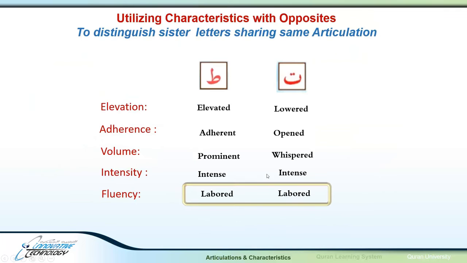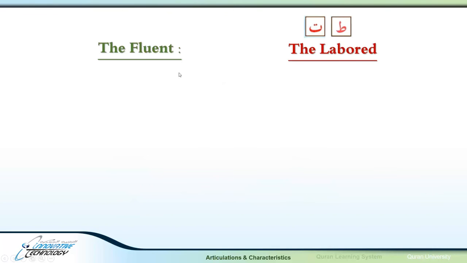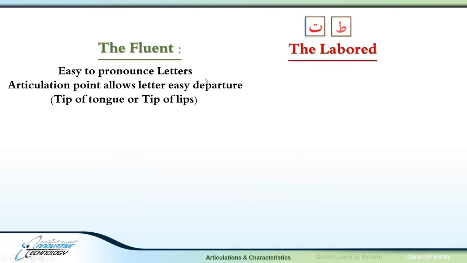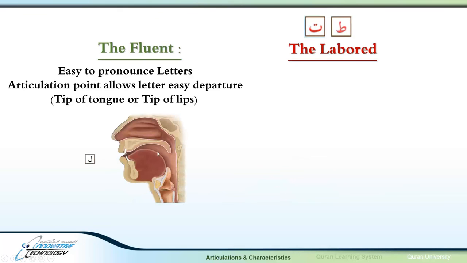We'll now talk about the last of the 5 pairs, which is related to fluency, and look at the ta and ta here. Both of them are called labored. They are characterized of being labored compared to the fluent. So what's the fluent? The fluent are easy to pronounce letters because their articulation points allow them to easily depart the mouth. They are either letters of the tip of the tongue or the letters of the tip of the lips, and those are basically like the L and the F. We can see that they are easily pronounced compared to the labored letters.